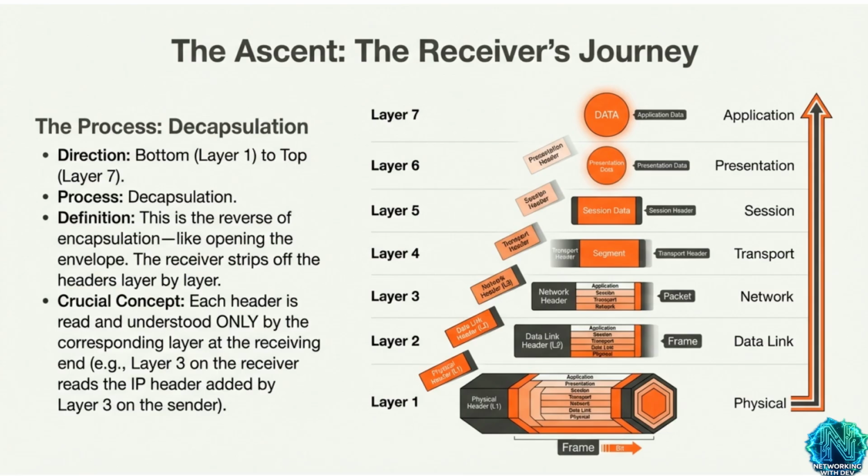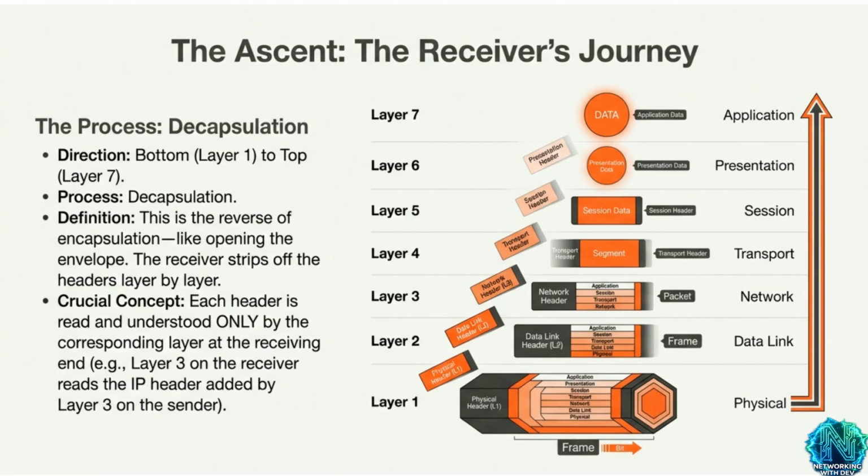This is known as the ascent, or decapsulation. As you can see from our diagram, the direction of flow moves from the bottom up, starting at Layer 1 and climbing toward Layer 7. Think of this like opening the envelope we meticulously packaged earlier.